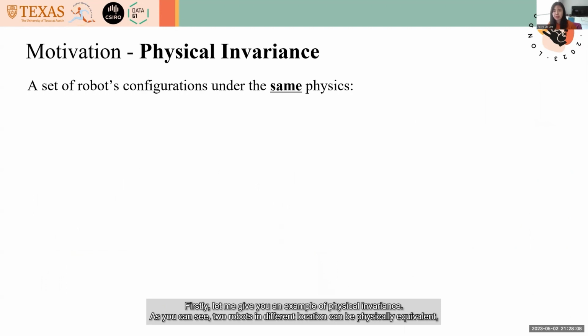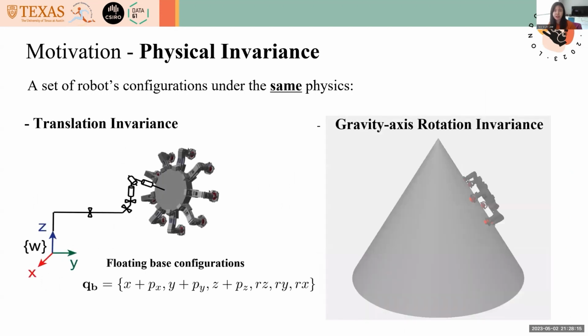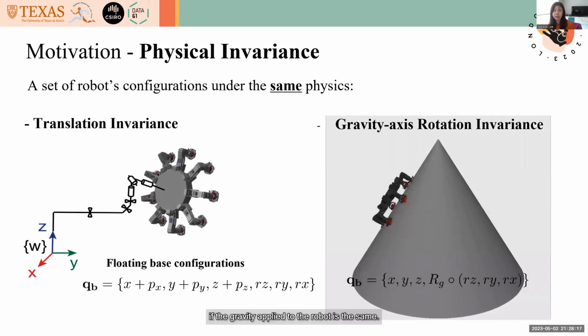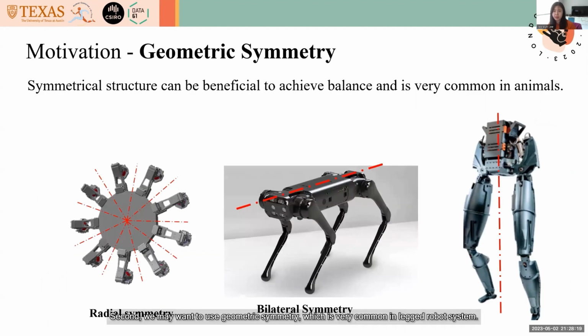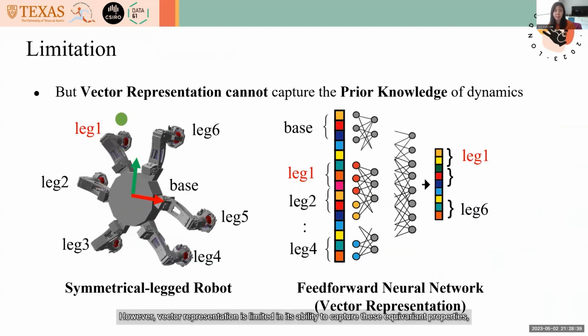Firstly, let me give you an example of physical invariance. As you can see, two robots in different locations can be physically equivalent if the gravity applied to the robot is the same. Second, we may want to use geometric symmetry, which is very common in robot systems. Many robots are designed to have symmetries to take advantage of their symmetrical structure to generate balanced movement as animals do. In this paper, we specifically consider rotation equivariance in a robot.